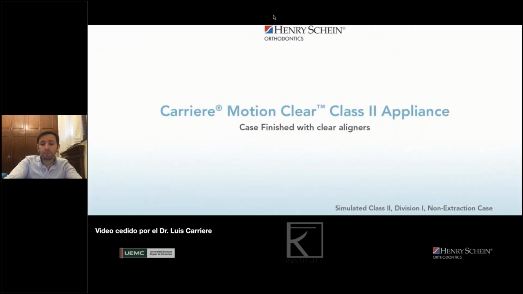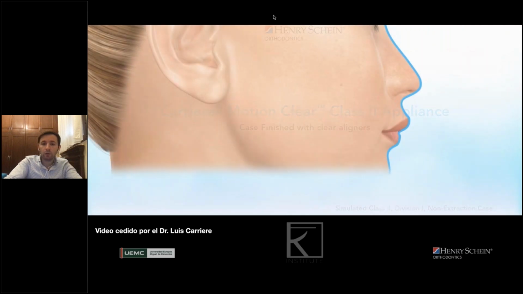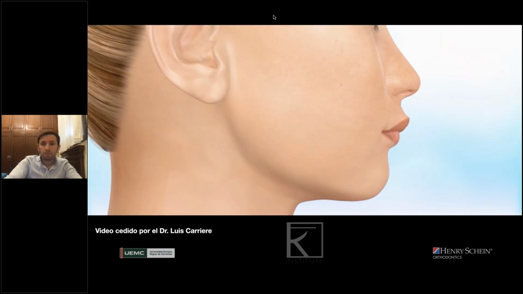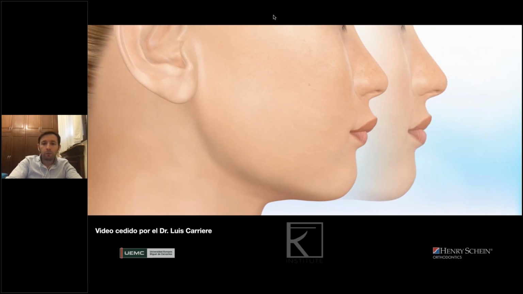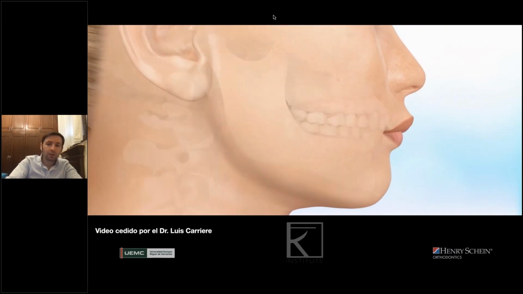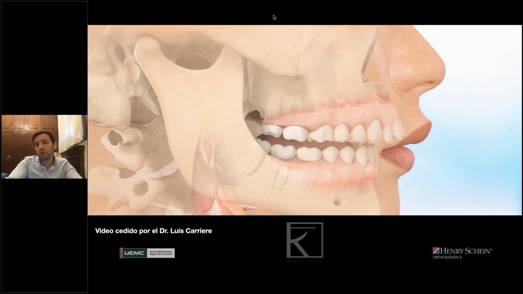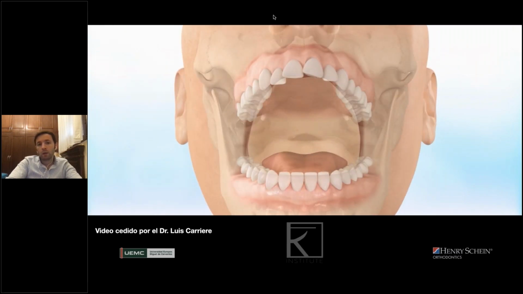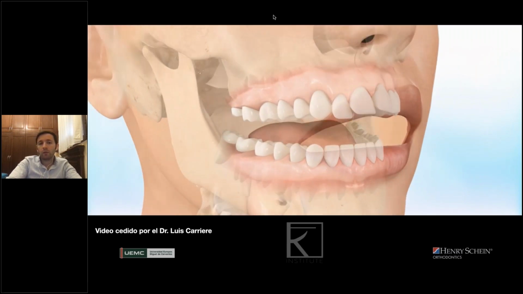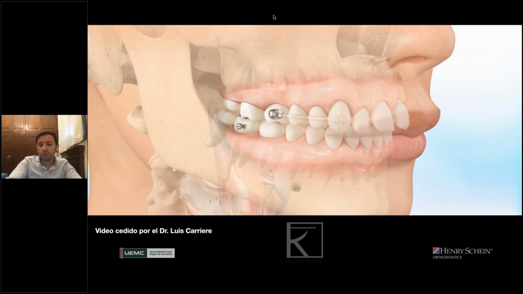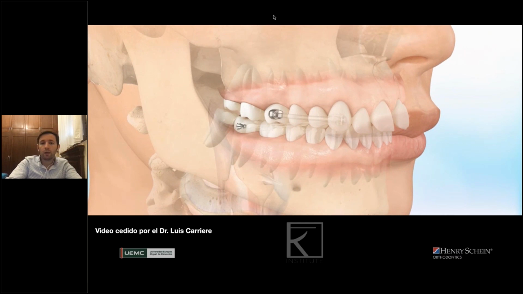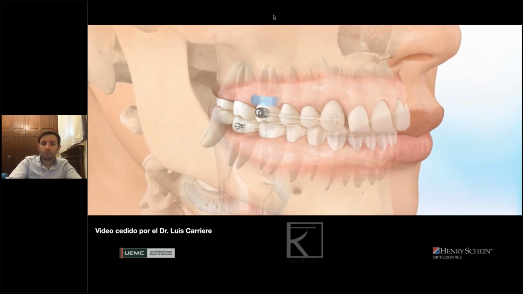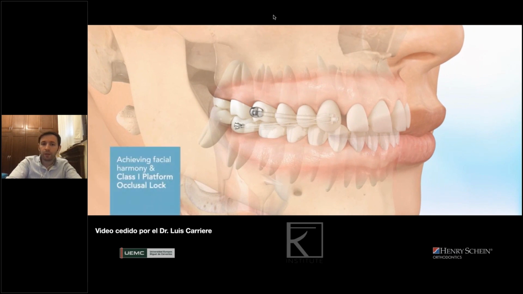This is a really easy system to solve. Look, this is a really easy system to improve the profile, to correct the class 2 or the class 3 of the patient, and to start a second phase in an easy way. I think that everybody has seen this video, but I like to show it because it shows in an easy way how it works. From here to there, we correct the class 2, okay?